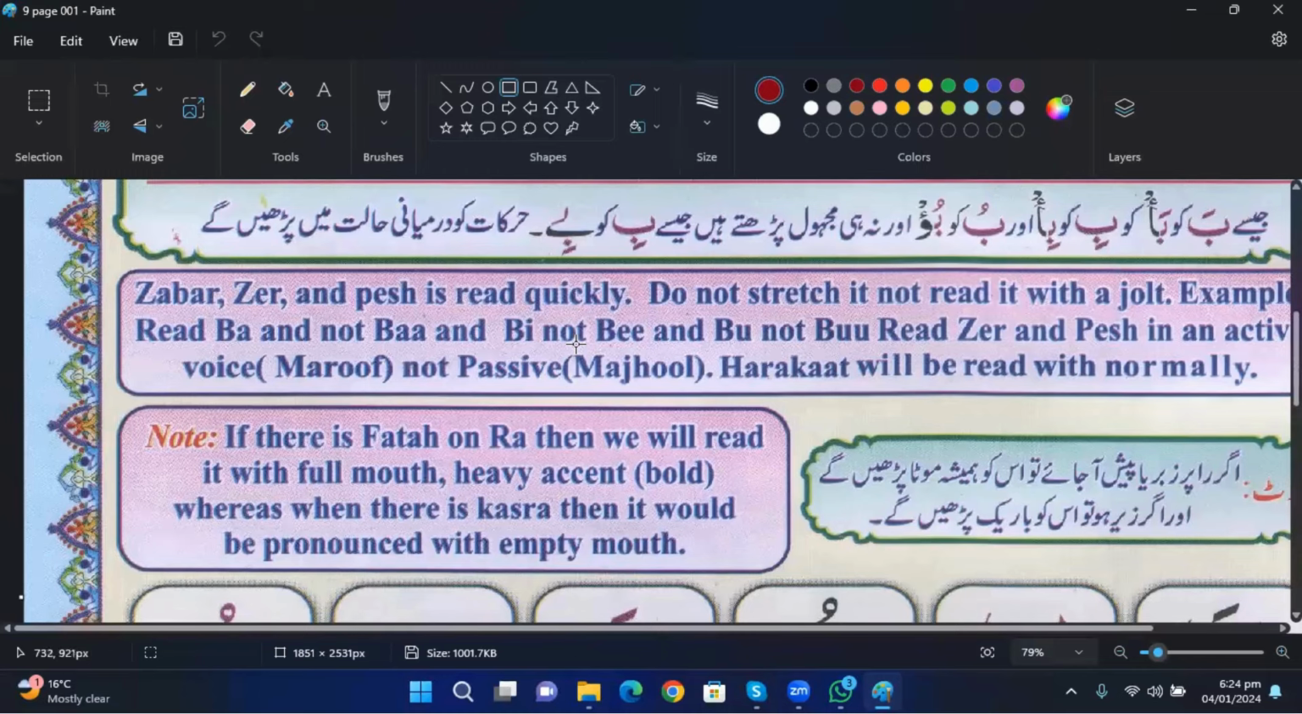So you need to keep it in your mind that you need to read harakat always with an active sound. Don't try to read it with a passive sound. You can say harakat will always be read with a normal sound or with an active sound.